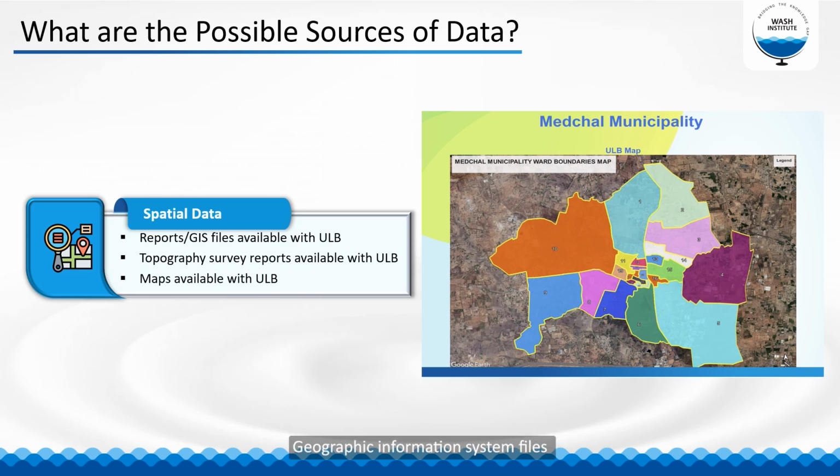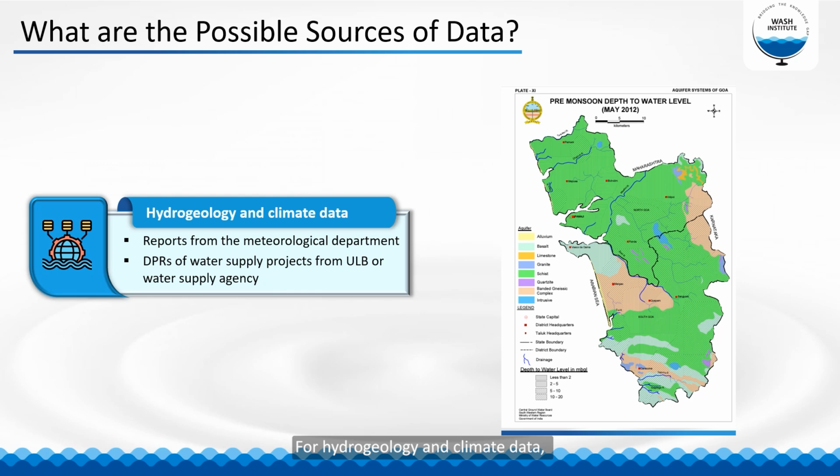Geographic information system files are much more accurate than printed maps, and effort should be made to collect the same if the urban local bodies or any other agencies have prepared them. For hydrogeology and climate data, one can look at detailed project reports of implemented projects and district groundwater database.